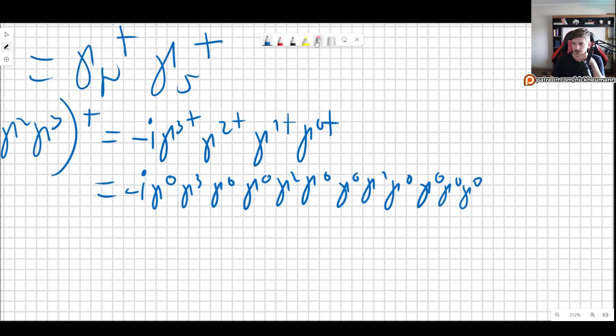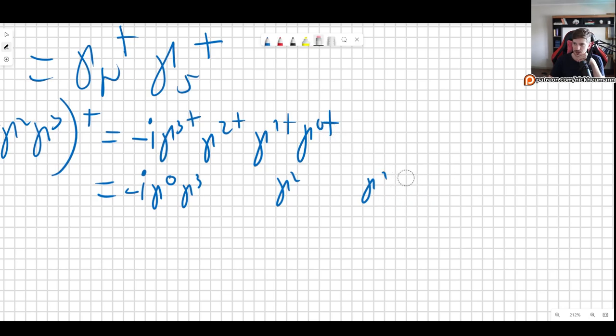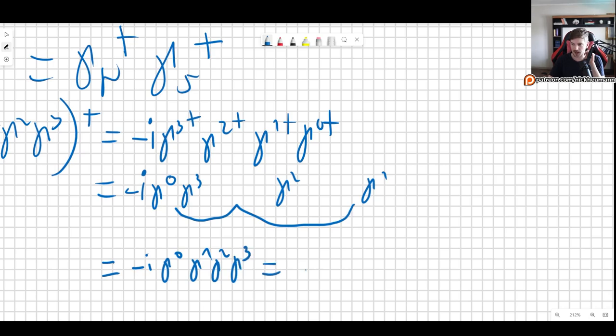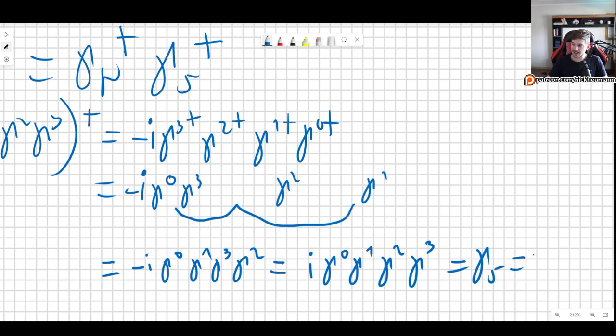Okay, so now we can simply cancel a few things. We know that gamma 0 squared is 1. So this is 1, this is 1, this is 1. And now we have gamma 0, gamma 3, gamma 2, gamma 1. So let's start anti-commuting. Let's take the gamma 1, move it once, move it twice. So we get two minus signs. So we get minus i gamma 0 gamma 1 gamma 2 gamma 3. And then this is not gamma 2 gamma 3, this is gamma 3 gamma 2. And now we anti-commute these two. So we get another minus sign and i gamma 0 gamma 1 gamma 2 gamma 3, which is exactly gamma 5. Okay, so we can see that gamma 5 is the same as gamma 5 dagger. It is Hermitian.